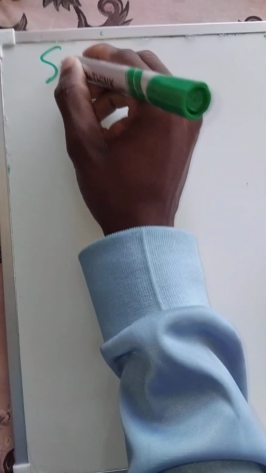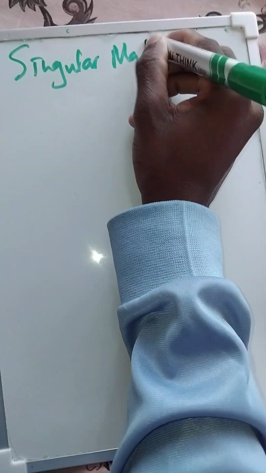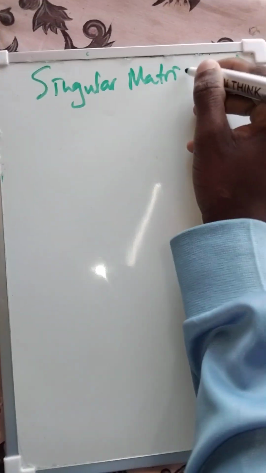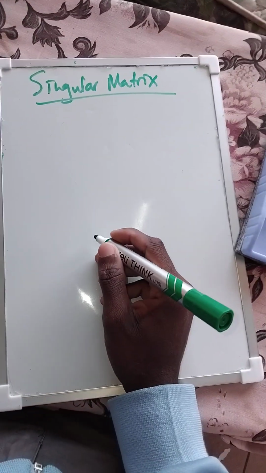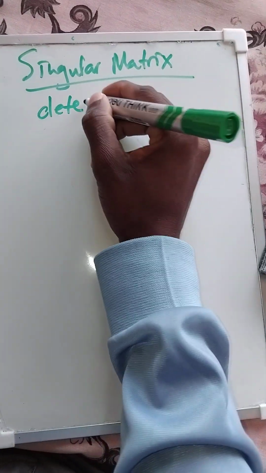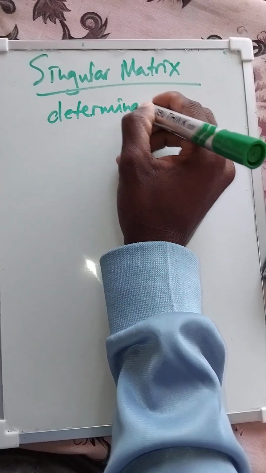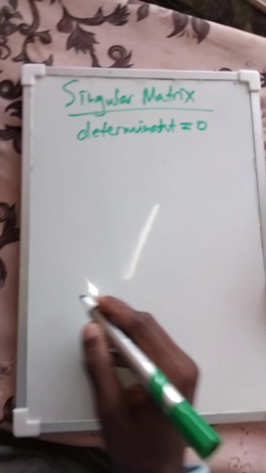Alright, singular matrix. A singular matrix has determinant 0. Determinant is 0. Tunzana.